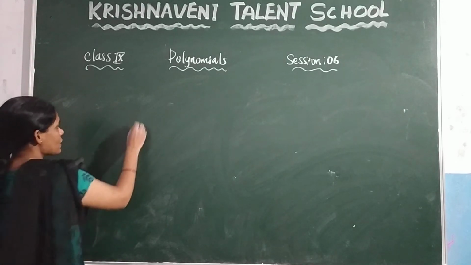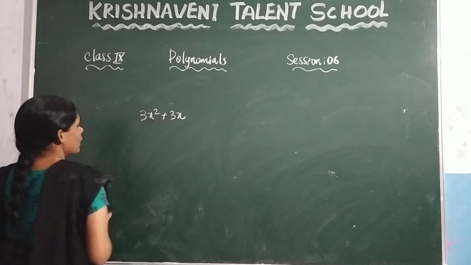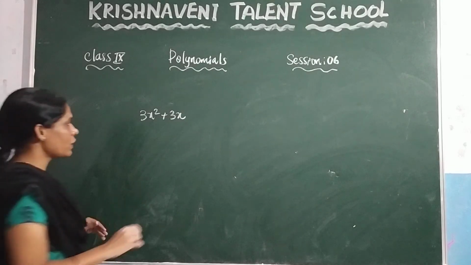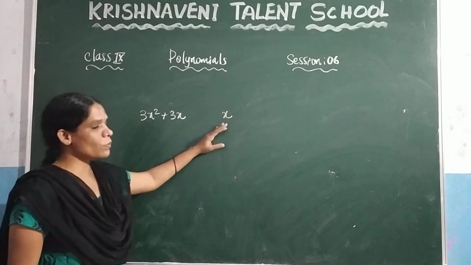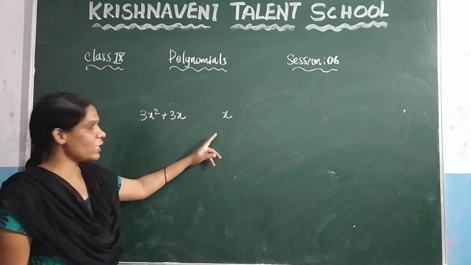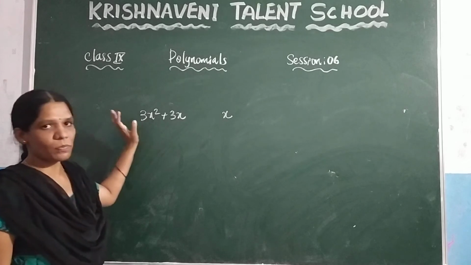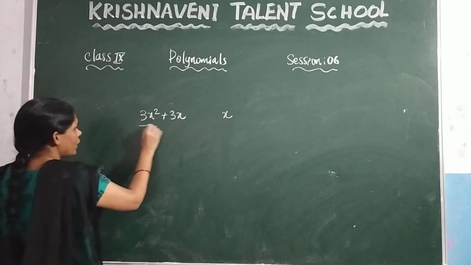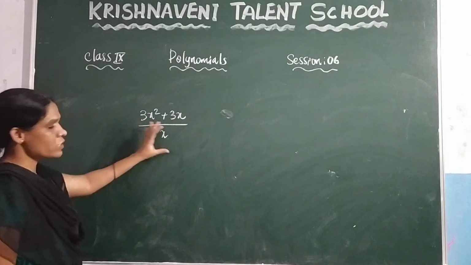Now let us consider the polynomial 3x square plus 3x. If you want to divide this polynomial by another polynomial, let us consider x. You know that it is a monomial because it contains only one term. We call it a monomial. If you are dividing any polynomial by a monomial, how do you divide? Just separate these terms.